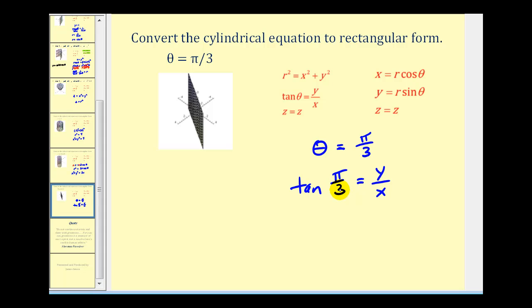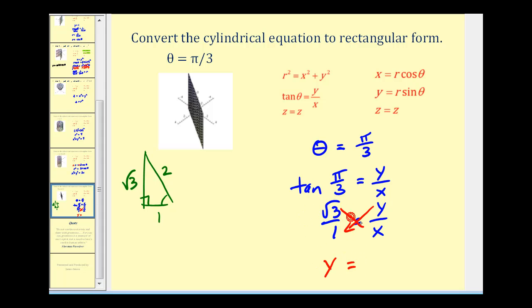Now we can determine the function value of tangent pi over 3. This should remind you of a 30, 60, 90 right triangle. Here's the pi over 3 or 60 degree angle. So the ratio of the three sides would be 1 to square root 3. So the tangent of pi over 3 would be square root 3 over 1. So we have the square root 3 over 1 is equal to y over x. And now we can cross multiply. That would give us y must equal square root 3 times x. And this would be the equation in rectangular form.